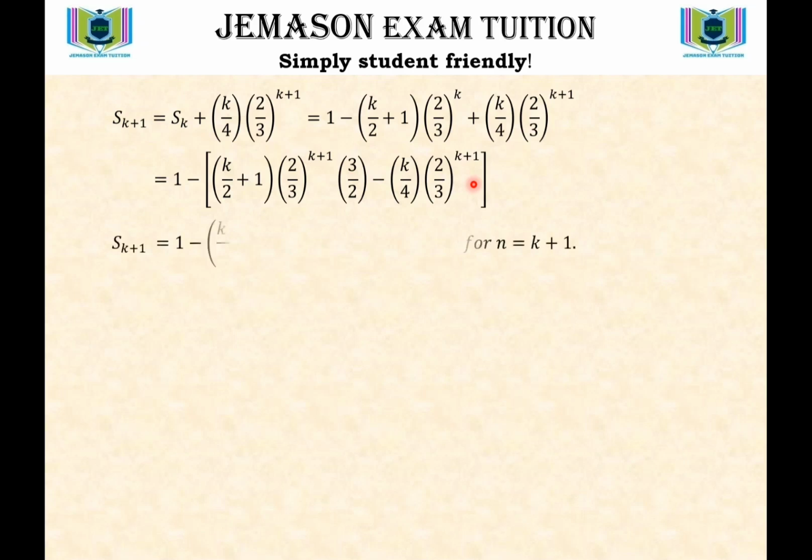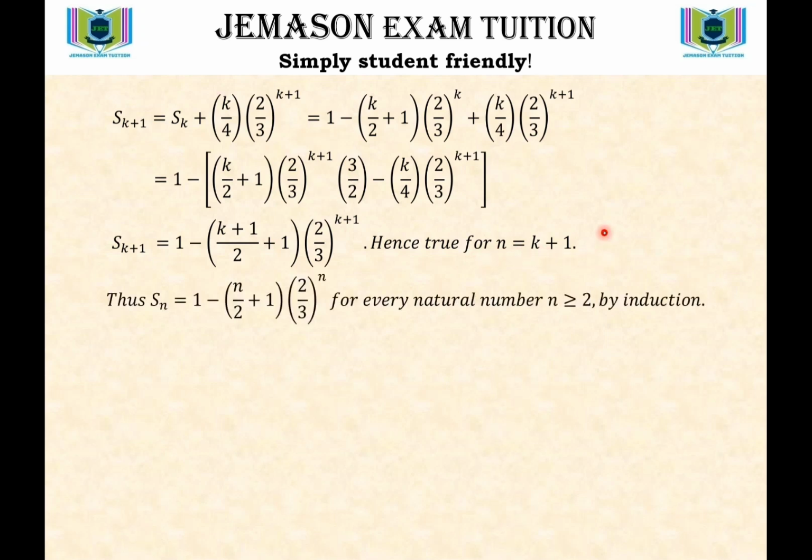And then we proceed in the next step to factorize 2 over 3 to the power k plus 1, so that we come up with S(k+1) being equal to 1 minus k plus 1 over 2 plus 1 into 2 over 3 to the power k plus 1, which is clearly true for n equals k plus 1. And so we can conclude that Sn equals 1 minus n over 2 plus 1 into 2 over 3 to the power n for every natural number n greater than or equal to 2 by mathematical induction.